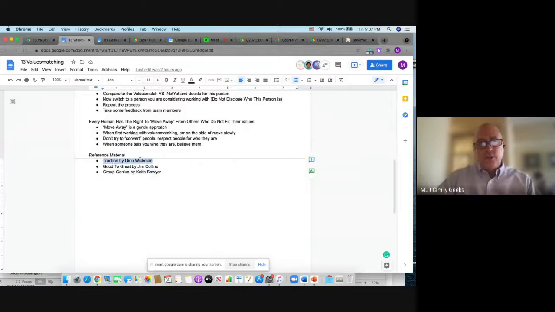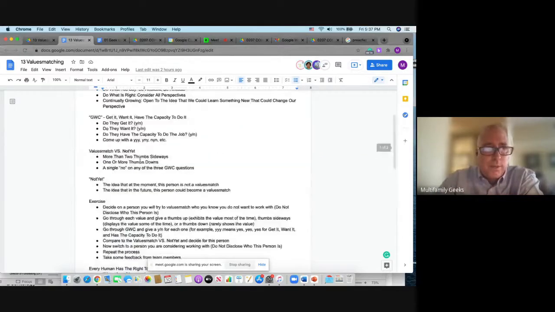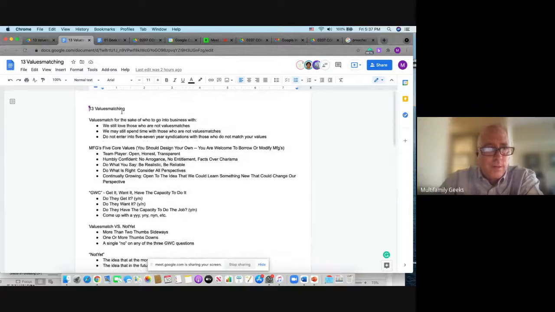But when we read Traction, that's the book that gave us the tool. And we call it values matching. And that's what I want to talk to you about tonight. So to scroll back up to the top, I kind of jumped to the bottom to give you the reference material of where this is from and where we learned it. We didn't make it up ourselves. I wish we did, because to me, it's been brilliant.